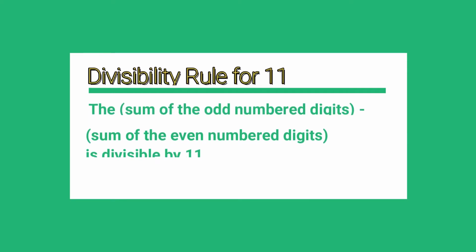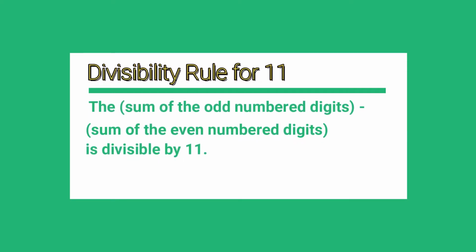Next, we're going to discuss the divisibility rule for 11. So, in order to determine if a certain number is divisible by 11, all you have to do, you get the sum of the odd numbered digits minus the sum of the even numbered digits. So, if the difference is divisible by 11, then that certain number is also divisible by 11.